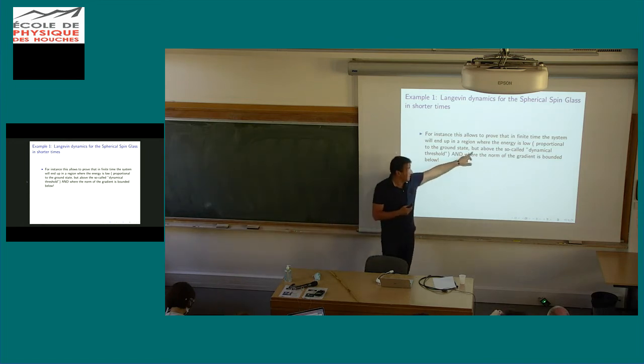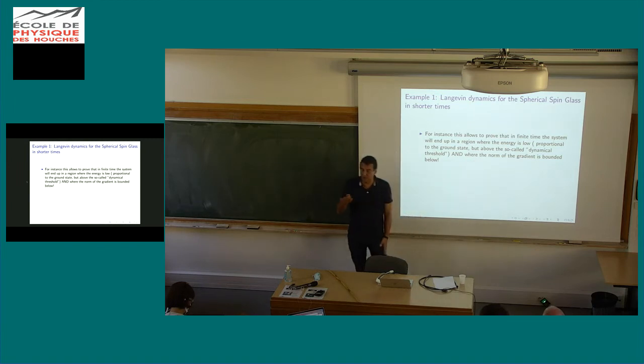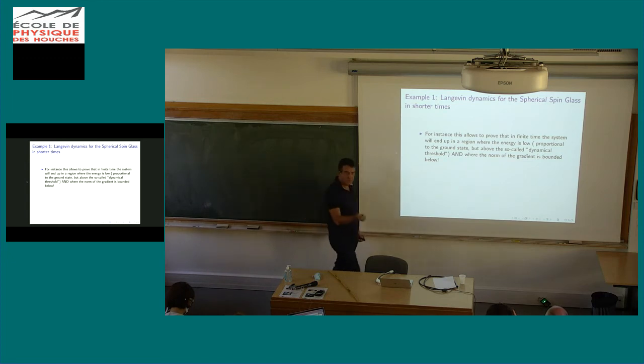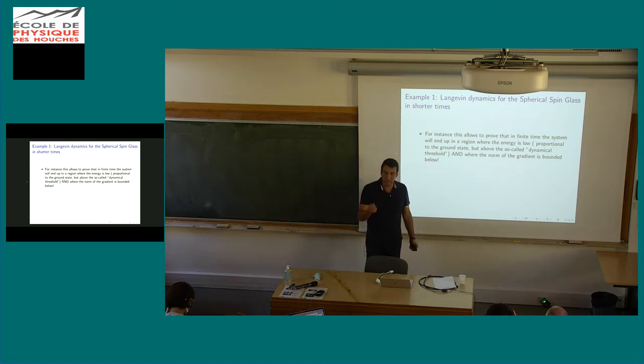But of course, it will still be above what I call the famous dynamical threshold, okay? But it's also a region where the norm of the gradient, this is the most important thing, is bounded below. So all along your trajectory, the norm of your gradient is bounded below. All along this trajectory, you don't come close to any kind of critical points or critical region, because the norm of the gradient is bounded by 1/2.